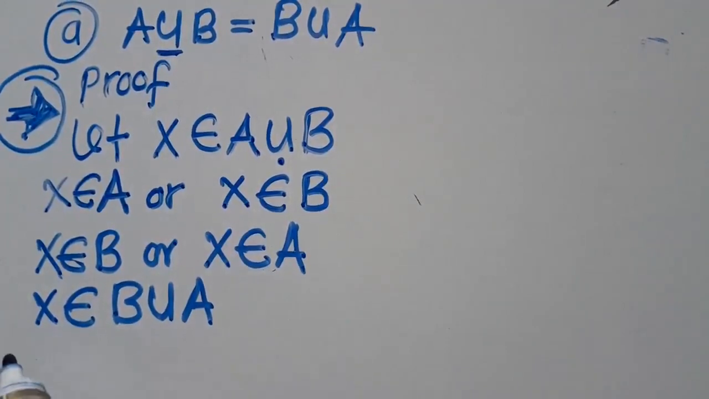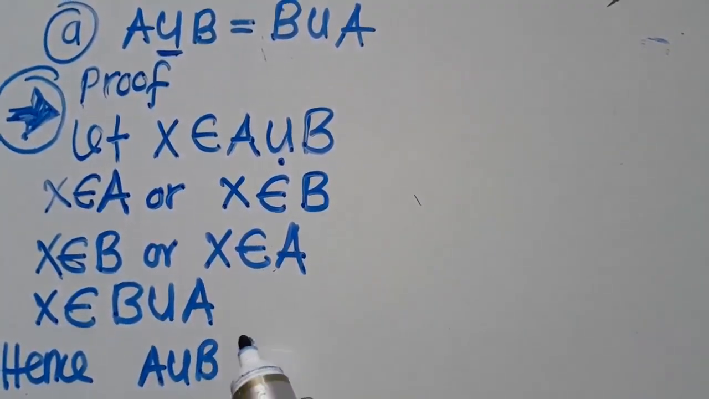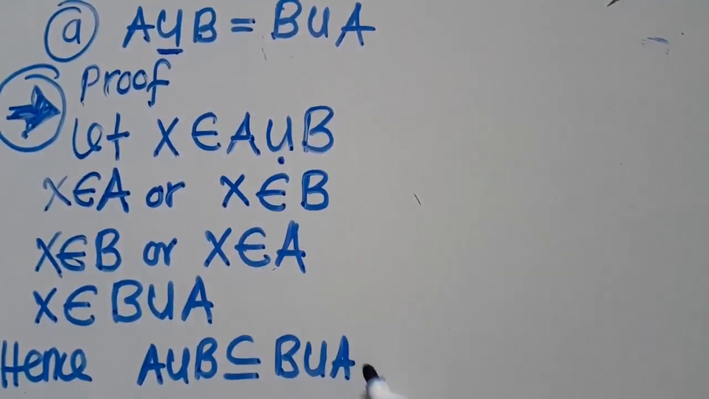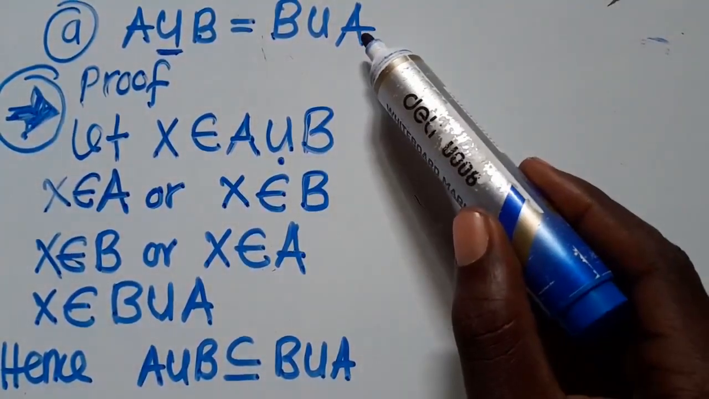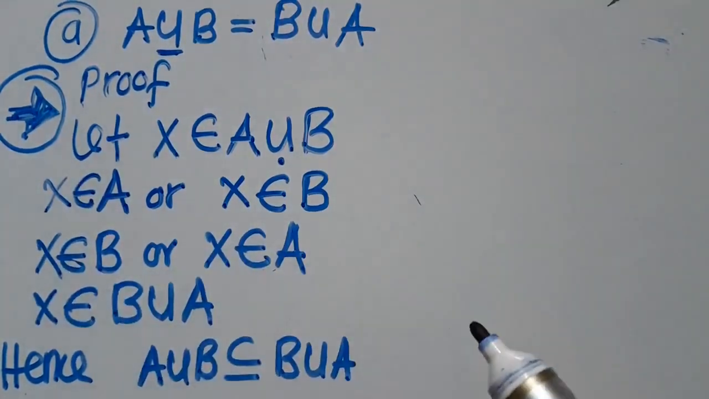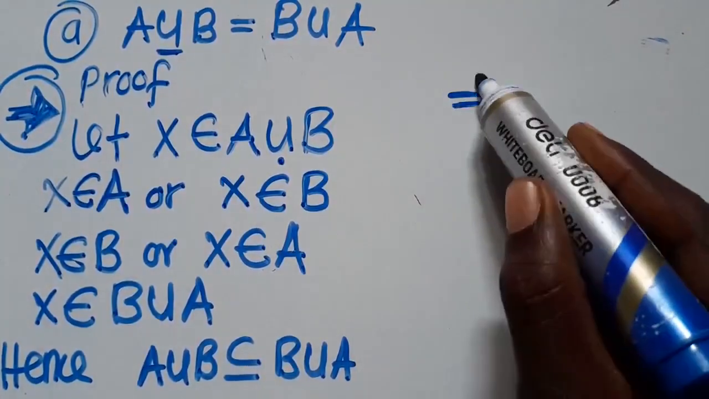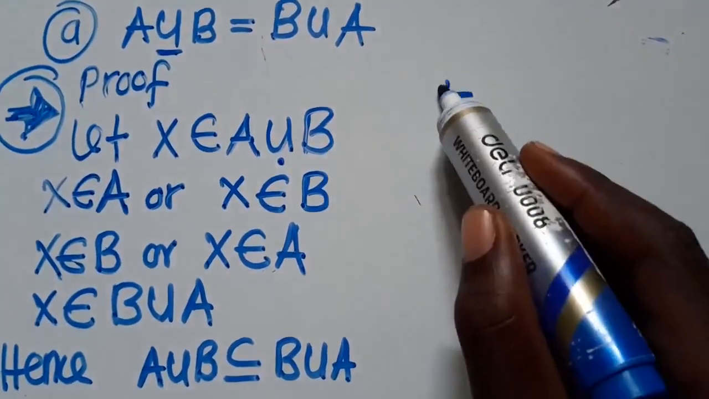Then I'll just say hence that the one which I started with, A union B, is a subset of B union A. So I've done the first part. I now start from the right hand side going to the left, so I'm going to put the arrow like this.